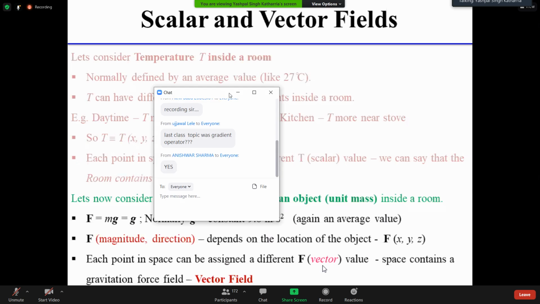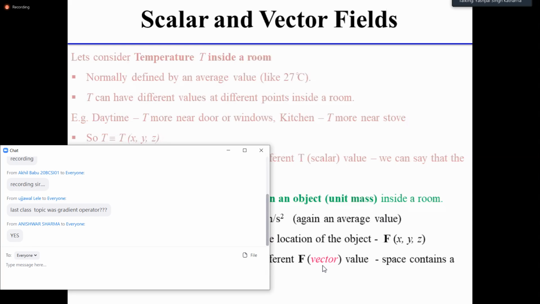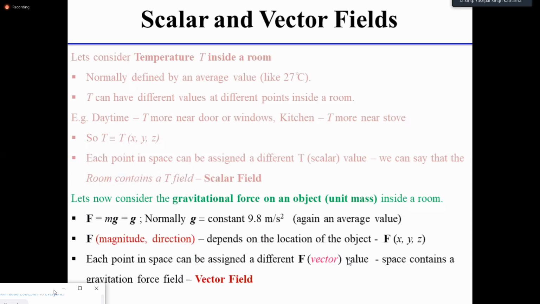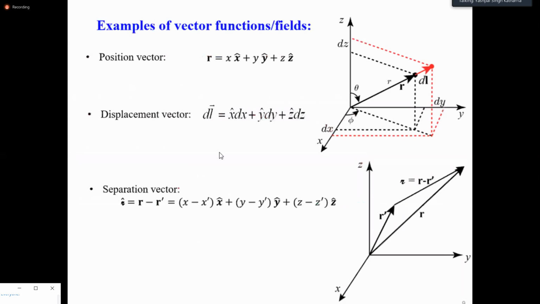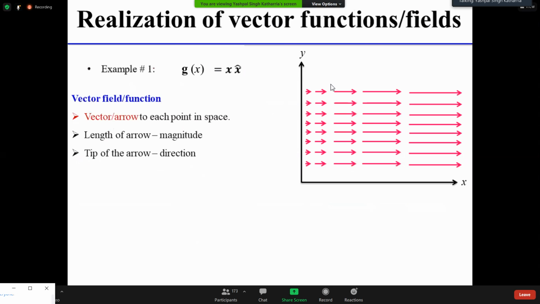So a point which is further away from Earth's surface will be assigned a smaller vector, and a point which is near the Earth's surface will be assigned a bigger vector, for example. Okay, so then we also went for the visualization of these vector functions.